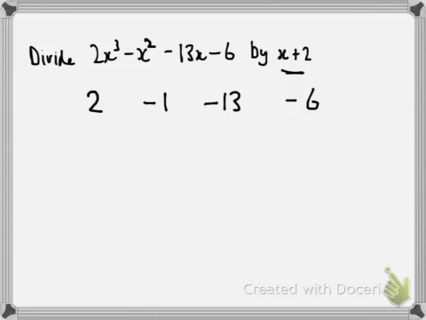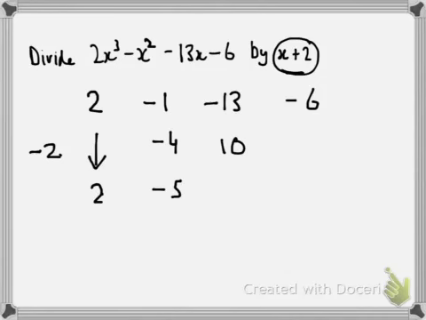Remember how I did that? And to the side of this grid I put the opposite sign of x plus 2. Okay, our divisor there, x plus 2, its opposite sign is negative 2, and then it's bring down the 2, multiply, 2 times neg 2 is neg 4, and add neg 1 plus neg 4 is neg 5, multiply, neg 2 times neg 5 is 10, add negative 13 plus 10 is negative 3, multiply, neg 2 times neg 3 is 6, add, and we get 0 there.